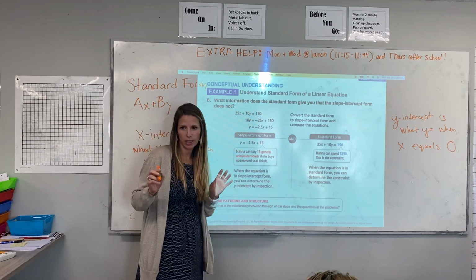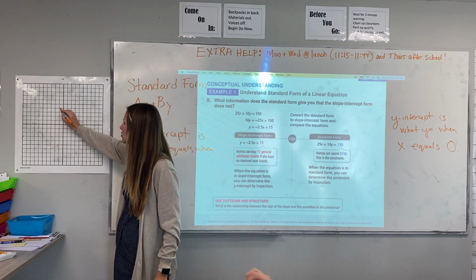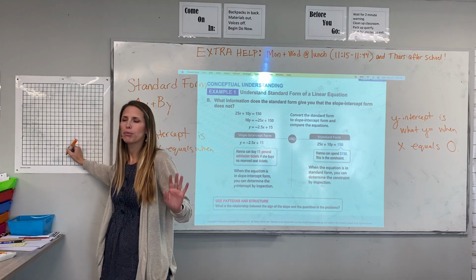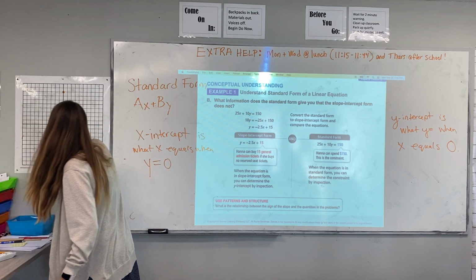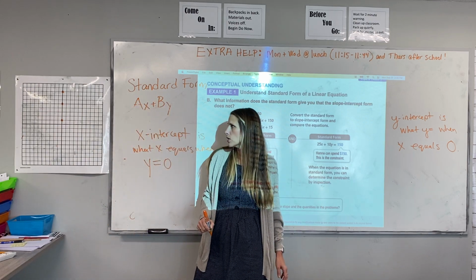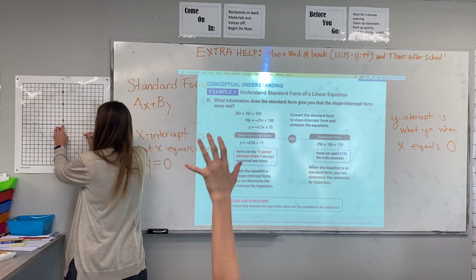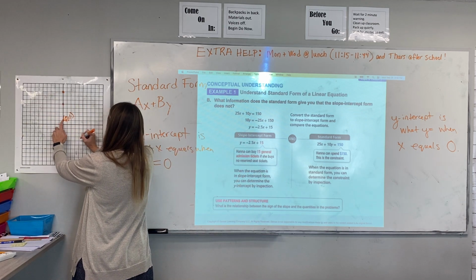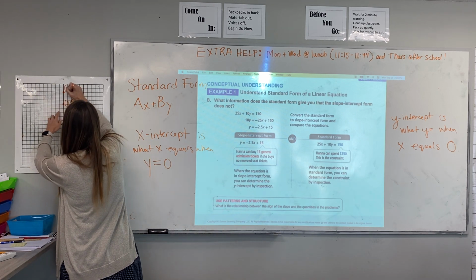Do you agree that a y-intercept has to be somewhere on the y-axis? Good. I'm going to put a couple of points on the y-axis. Let's give the coordinate points of those pairs. This would be 0, 1. This would be 0, 5. And this would be 0, 8.